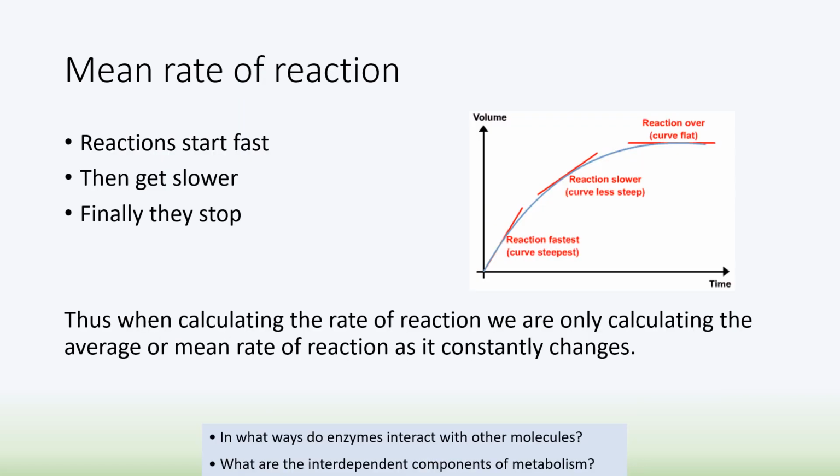Now, all reactions will go fastest at the start when there are more substrates and enzyme available, and then the substrate levels will start to drop and the reaction rate will fall. So we normally calculate the initial rate of reaction.